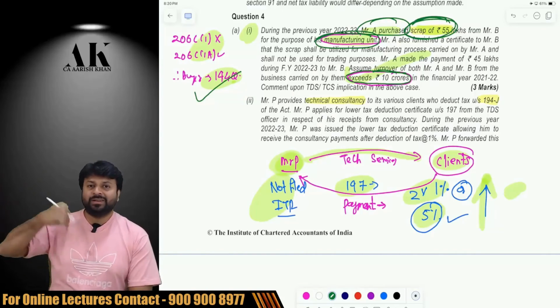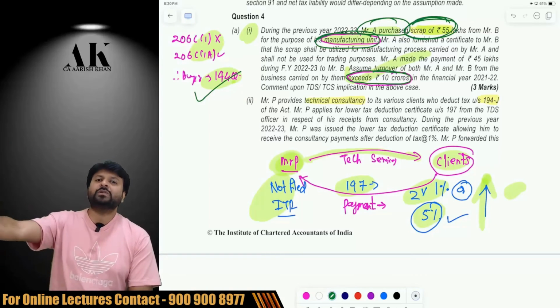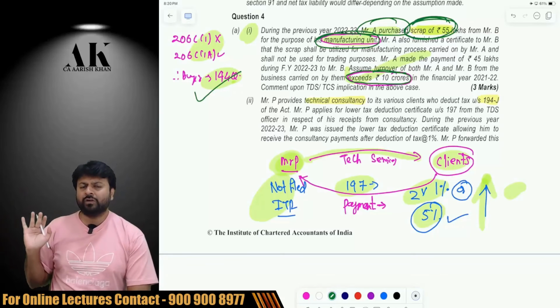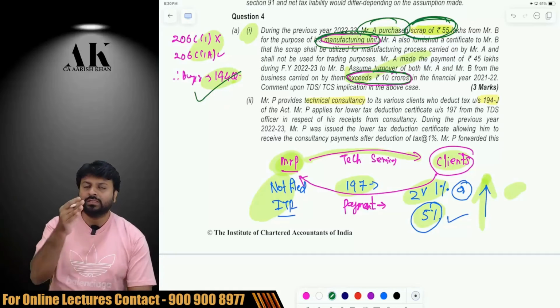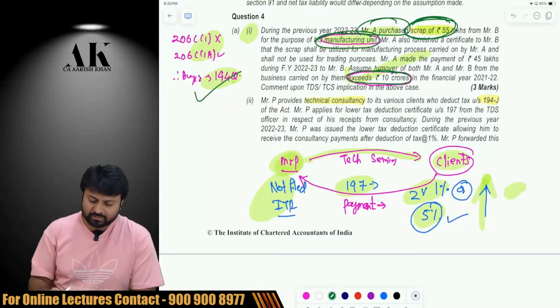TCS is exempted, but TDS will not be exempted. If TCS had not been exempted, then TDS would not have been applicable. But if TCS is exempted, you have to deduct TDS under 194Q. There is a CBDT circular on the same, which we have done in class.